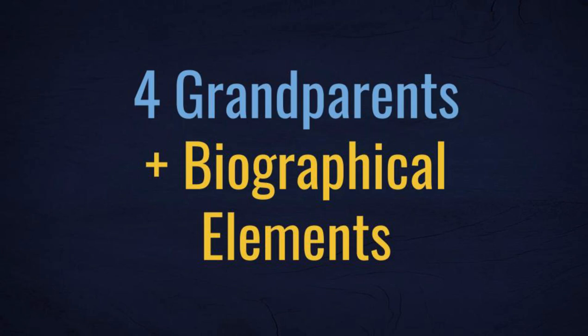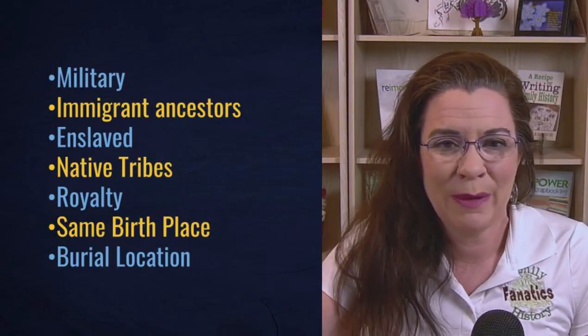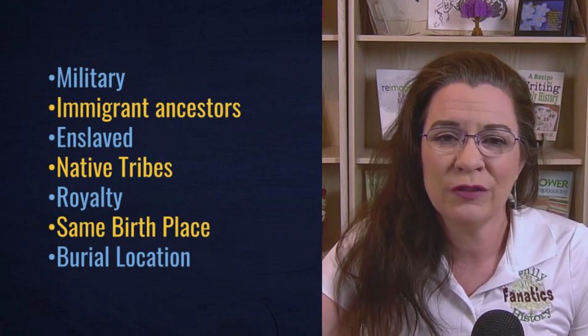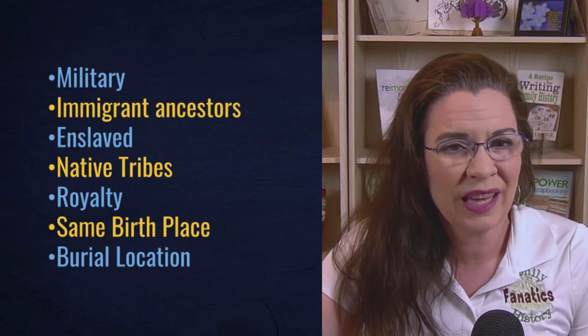If you have a database with several possible answers for a DNA mystery, you can color code those theories after color coding genealogical lines. Many relatives share something in common that you want to highlight. Then you can highlight those items using Family Tree Maker, search filters, or manually adding the colors as you research. You may wish to highlight any of the following: military, immigrant ancestor, enslaved, native tribes, royalty, same birthplace, birth location. There are various possibilities for color coding in Family Tree Maker.